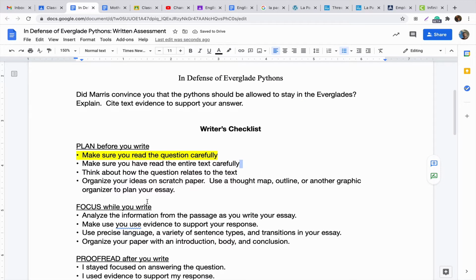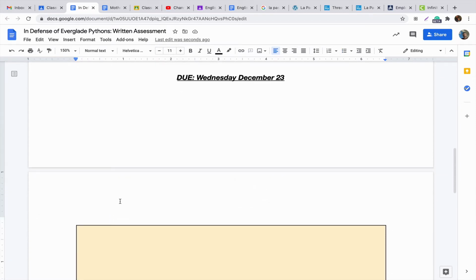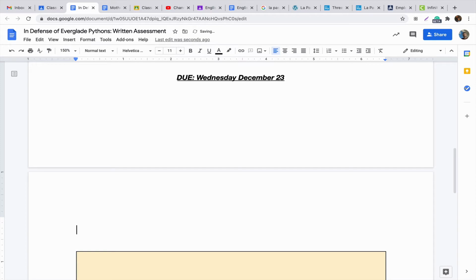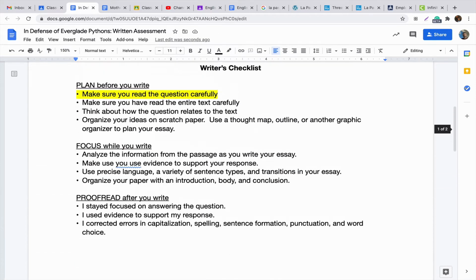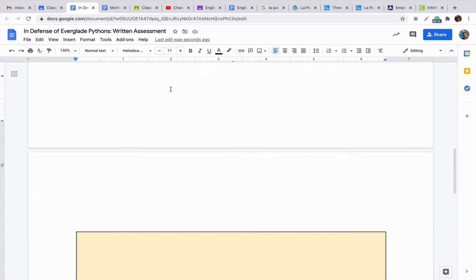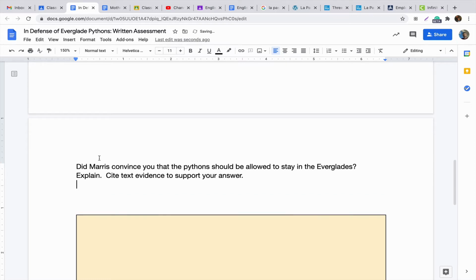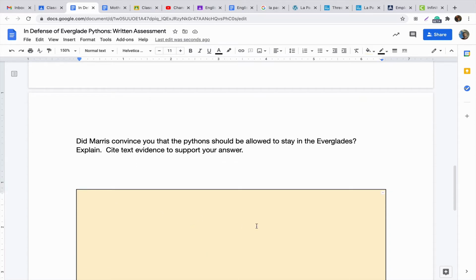When I say make sure that you've read the question carefully, I mean I want you to make a checklist for yourself. You'll be graded on how well you answer the prompt. So we need to be sure that we answer all aspects of the prompt. Online, I like to copy and paste the prompt where I have a little bit more space to work. And I do that right above the text box where I'll write my answer.